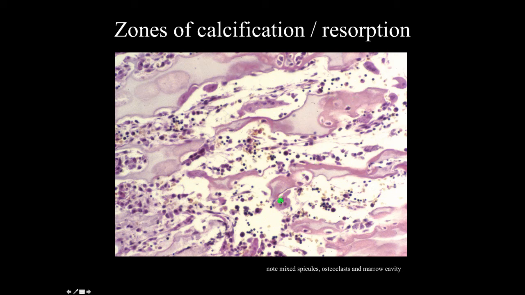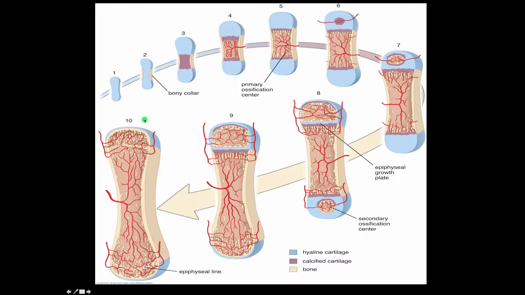Look at this. Here's actually an osteoclast. There's an osteoclast here on the surface, an osteoclast here on the surface, and you can clearly see the marrow cavity. This diagram we're going to come back to multiple times as we talk about endochondral ossification.